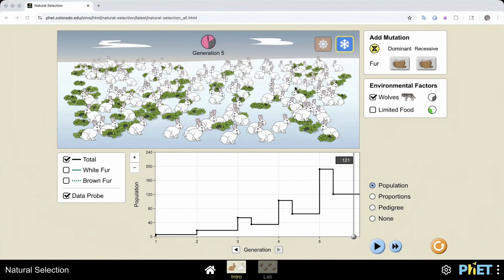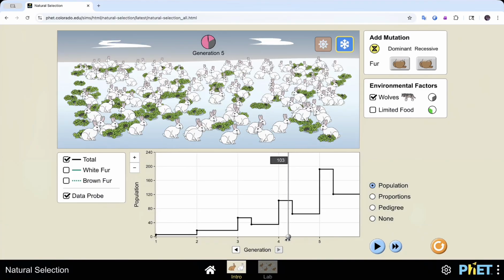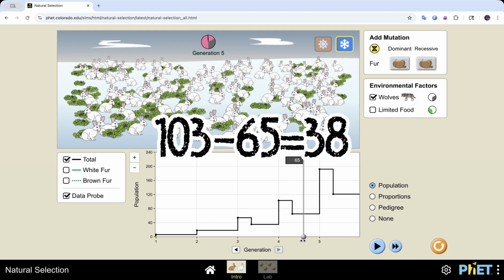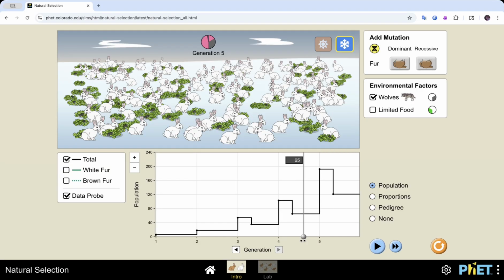Use your data probe and you can see the population is at 103 individuals. Watch carefully as the wolves come in. I am going to pause here right after the wolves visit. You can see that after the wolves eat, there are 65 bunnies remaining. That means 38 bunnies were eaten in this generation.